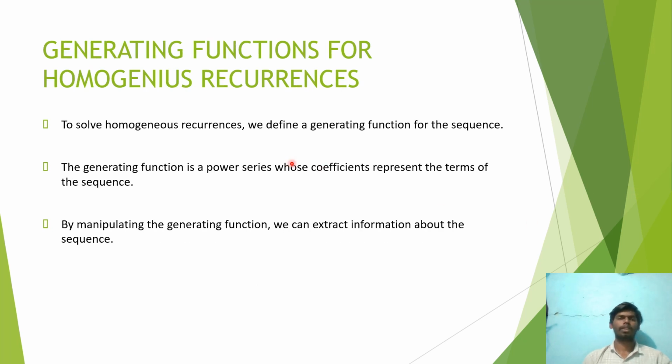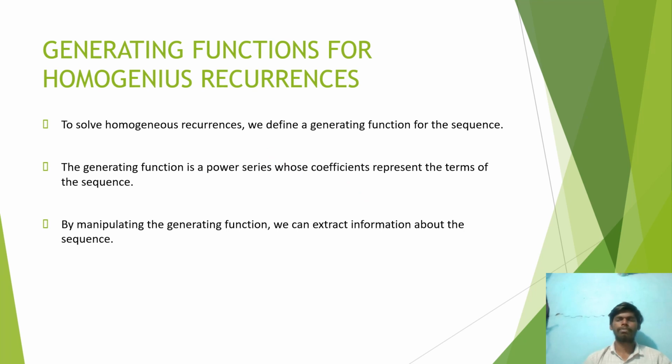Now we use generating functions for the homogeneous recurrences. By using these steps, we can generate the functions for the homogeneous recurrences. To solve homogeneous recurrences, we define a generating function for the sequence. The generating function is a power series whose coefficients represent the terms of the sequence. By manipulating the generating functions, we can extract information about the sequence, and by using them we can easily solve these recurrences.